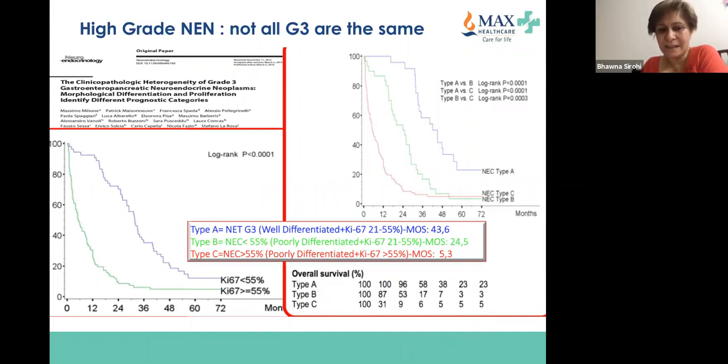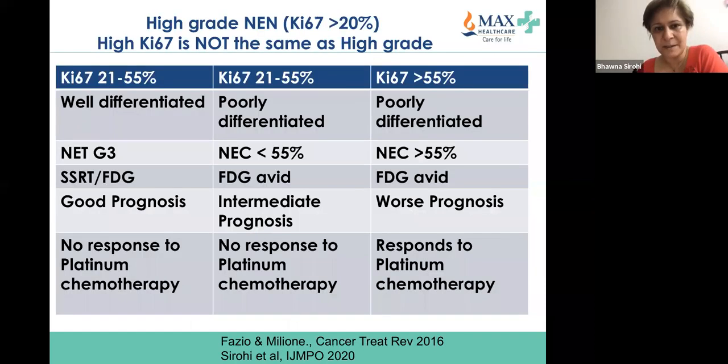You have type A, where you have a well differentiated grade 3 neuroendocrine tumor with a Ki67 which is more than 20% but less than 55%. Type B is a carcinoma which has a Ki67 less than 55%, and type C is more than 55%. And as you can see, of type A, B, and C, type C has the worst outcomes.